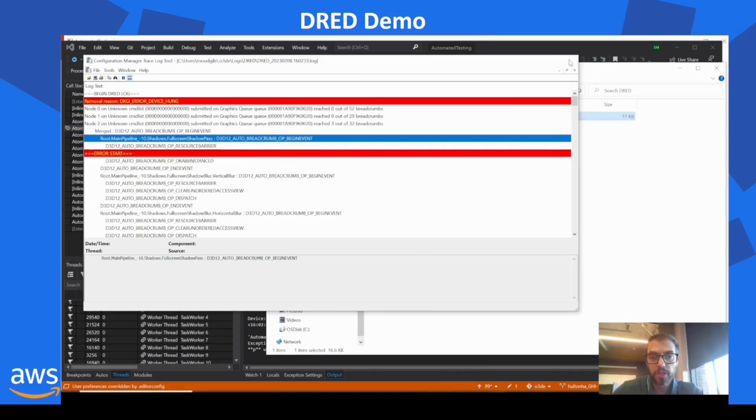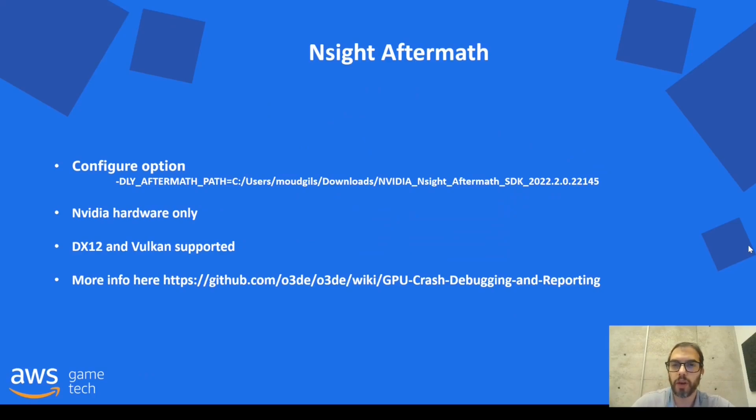And that's pretty much it. Okay, so now we're on tool number 4, which is Nsight Aftermath. This is a tool that was provided by Nvidia. And in order to enable it, you have to enable it during the configure step.